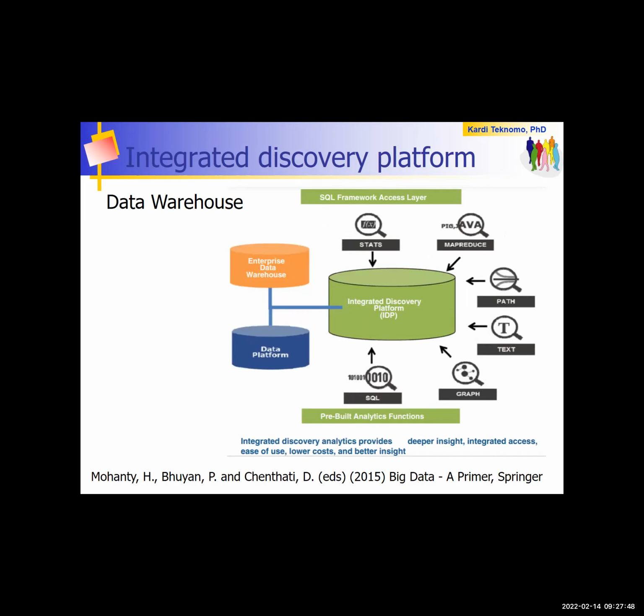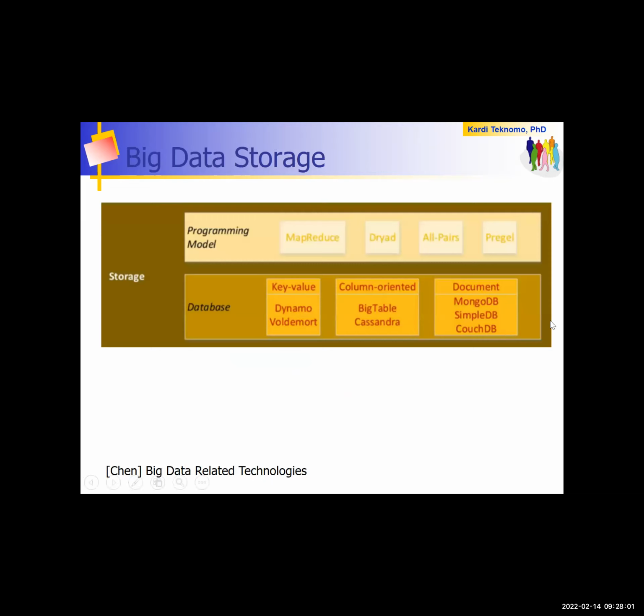So nowadays there is also what is called integrated discovery analytics. Basically this is data mining, okay, that plugs into the data warehouse. Okay, so in terms of the storage, depending on the programming model, you can have many different types here. So the most important here is probably MapReduce, which is basically parallel processing, all of this.